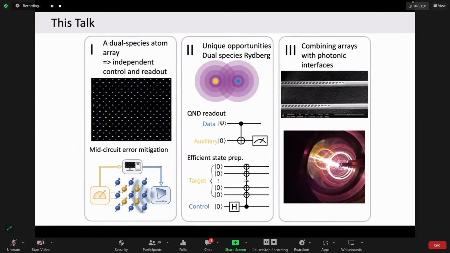Then if there's still time, I'm going to take a broader view on how we might be able to scale these atomic arrays by basically coupling distant arrays with photons.